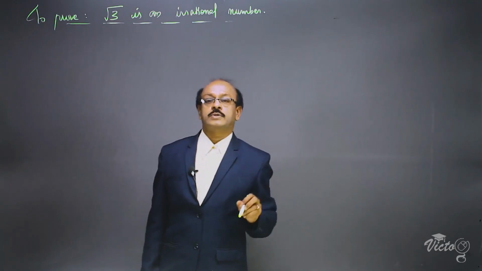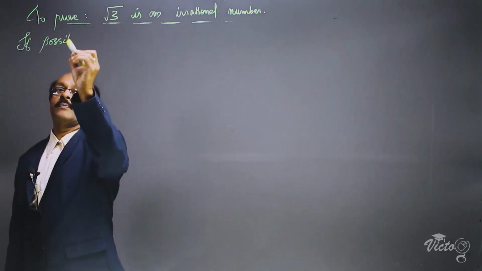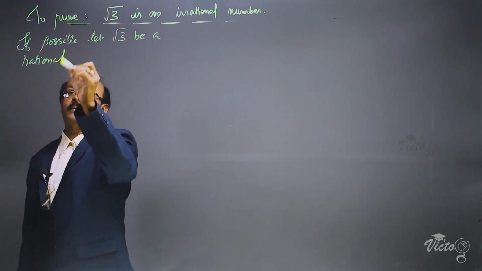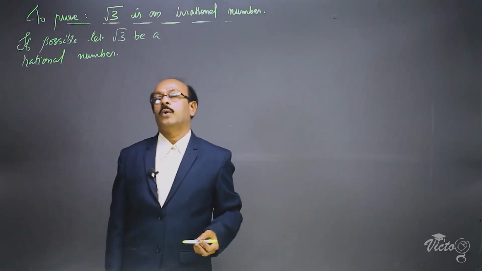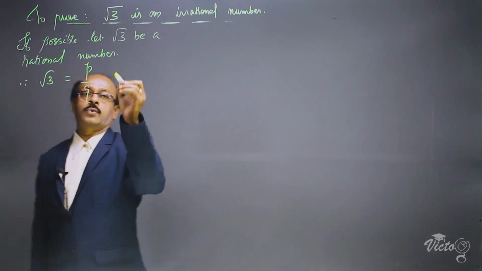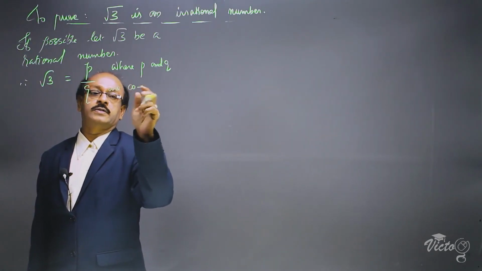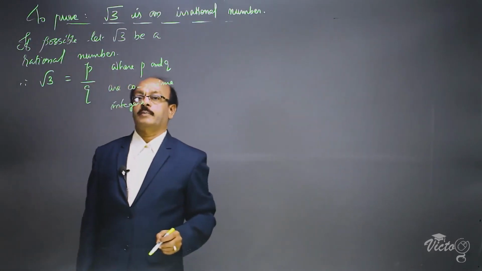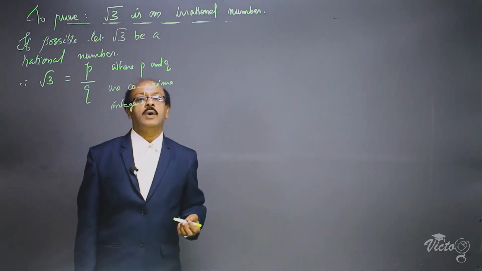First of all, we are assuming that if possible, let root 3 be a rational number. If root 3 is a rational number, then root 3 can be expressed in the form p by q, where p and q are co-prime integers. That means p and q are having only one as a common factor and there are no other common factors to p and q. That is the meaning of p and q are co-prime integers.